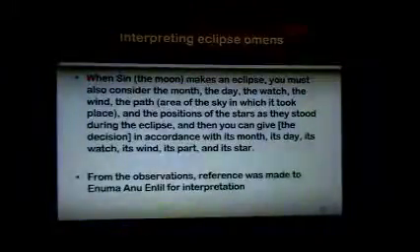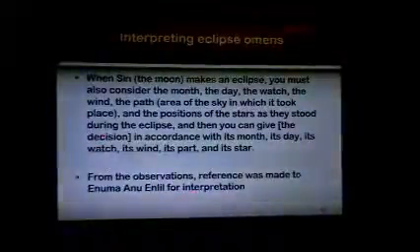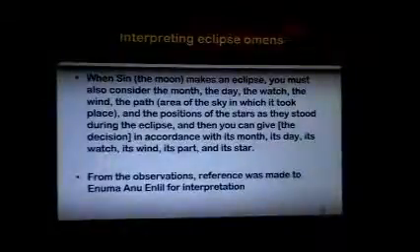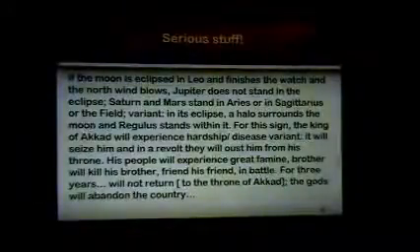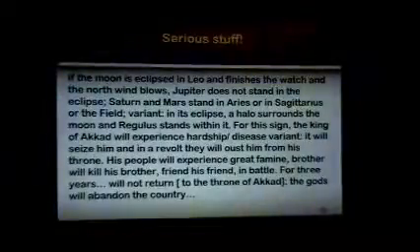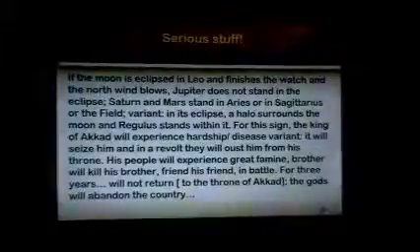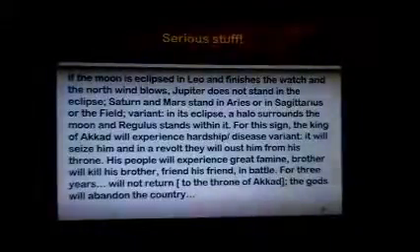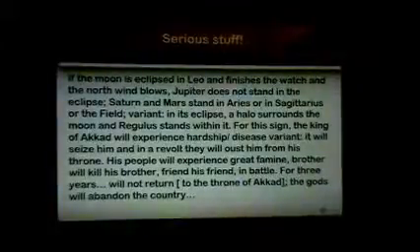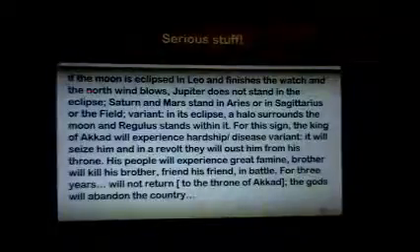This is what you have to observe when you have an eclipse. And then you go into innuendo or the interpretation. And so you get into this. The moon is eclipsed in Leo and finishes the watch, and the north wind blows. Jupiter does not stand. It means it's not visible in the eclipse. Saturn and Mars are in Aries or in Sagittarius. There's a field, which is another constellation.